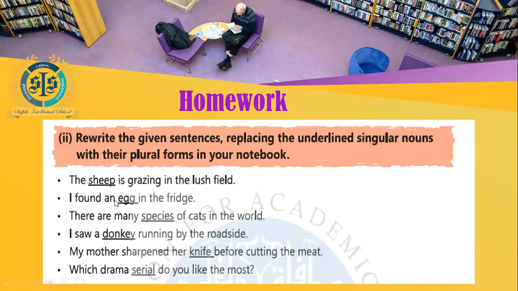Remember that, like an egg, a donkey, you have to replace it, because a and an come with singular nouns. They don't come with plurals. So what you have to write is, I found eggs, no an. And then I saw donkeys, no a with it. I saw donkeys running by the roadside.